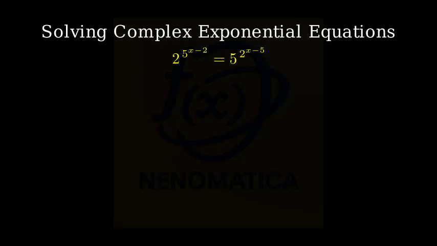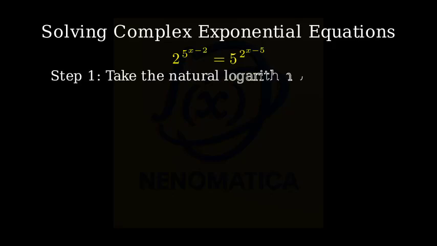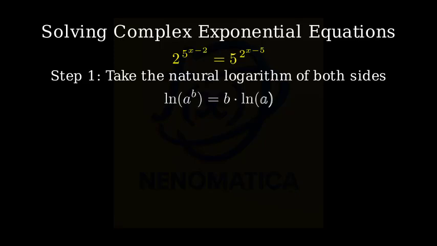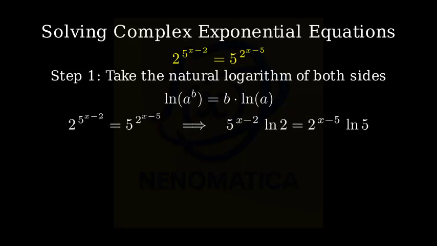Let's start by applying the natural logarithm to both sides of the equation. Step 1. When we take the natural logarithm of both sides, we can bring down the exponents using the property that the logarithm of a power equals the exponent times the logarithm of the base. That is, log of a raised to the power of b equals b times log of a. Applying this property to our equation, we get 5 to the power of x minus 2 times natural log of 2 equals 2 to the power of x minus 5 times natural log of 5.